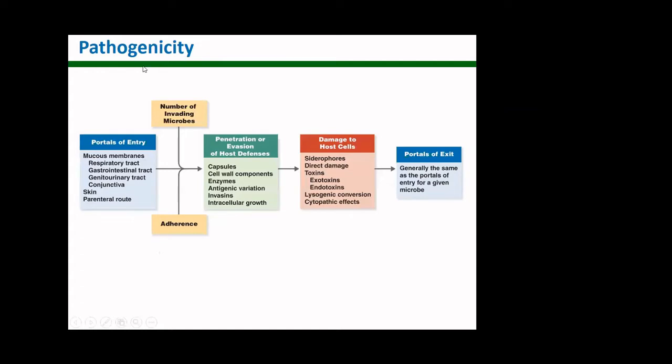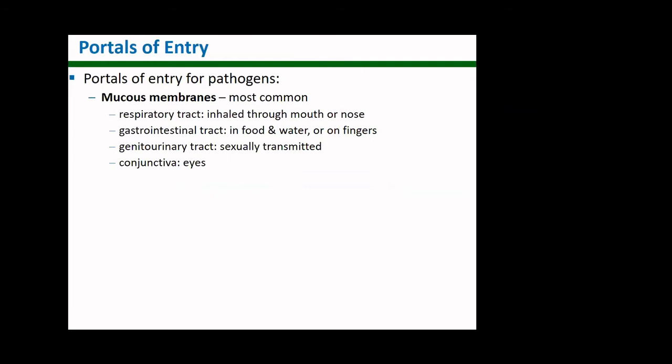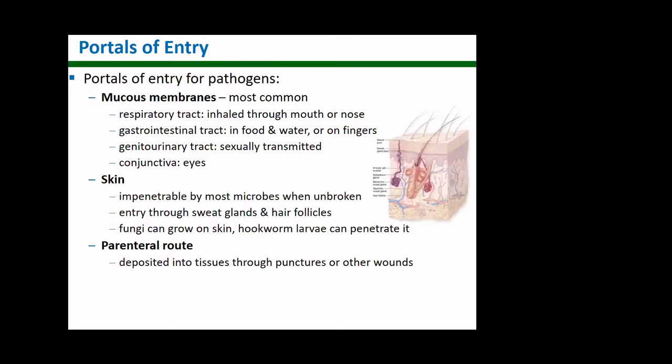So here's our overall mantra of pathogenicity: entry, penetration or evasion of host defense, damage to host cells, and exit. We're going to take this step by step and talk about each part of it. Entry is first. So our portals of entry for pathogens. The biggest one are mucous membranes. The respiratory tract, the GI tract, the genitourinary tract, the eyes, all of those are considered mucous membranes.